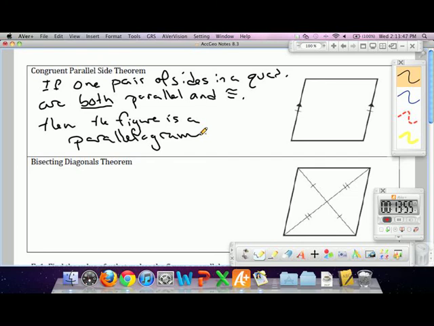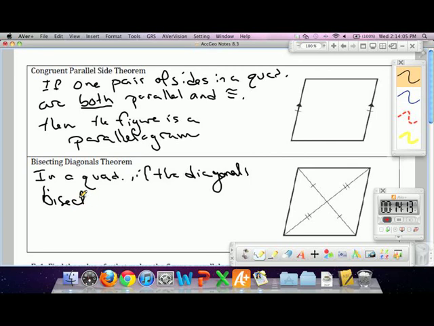The last one is the converse of the diagonals theorem, which is: if in a quadrilateral the diagonals bisect each other, then the figure is a parallelogram.